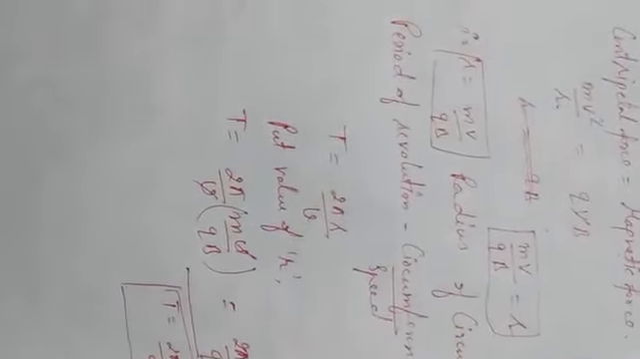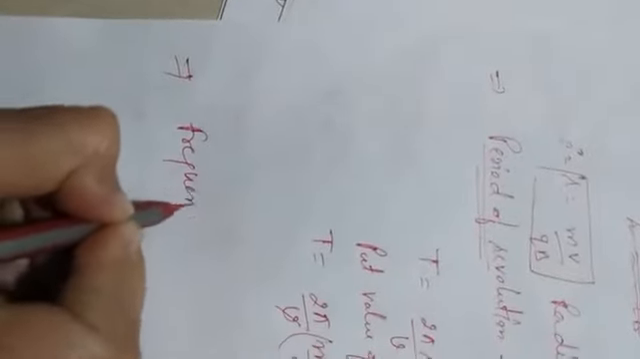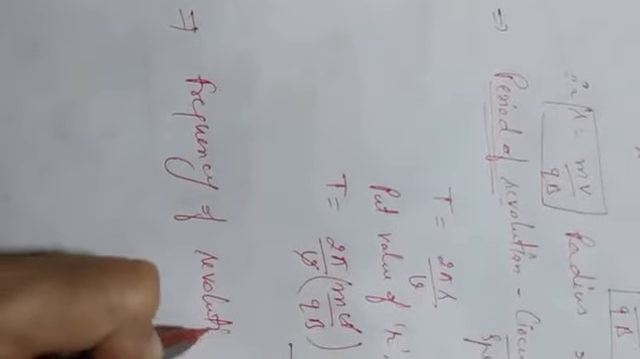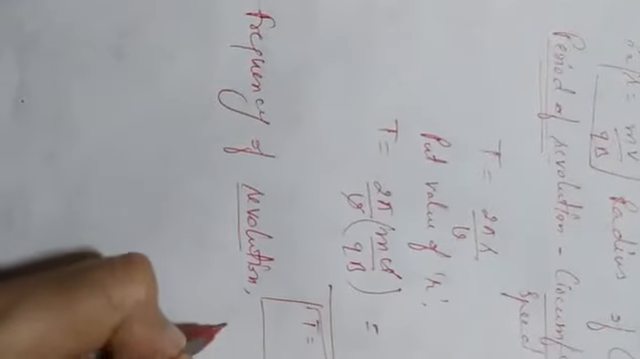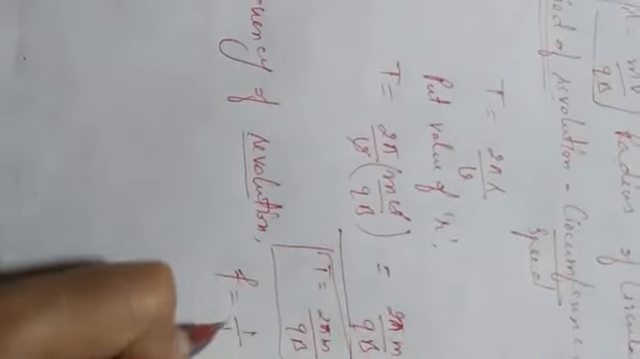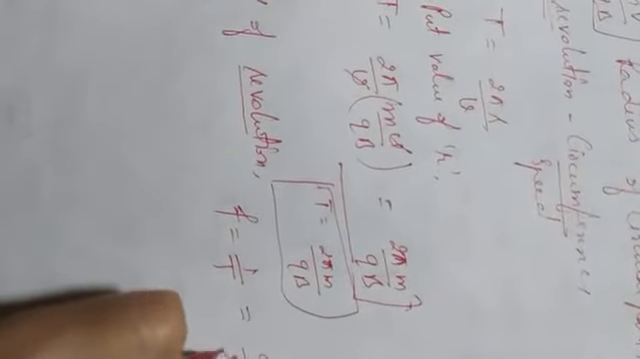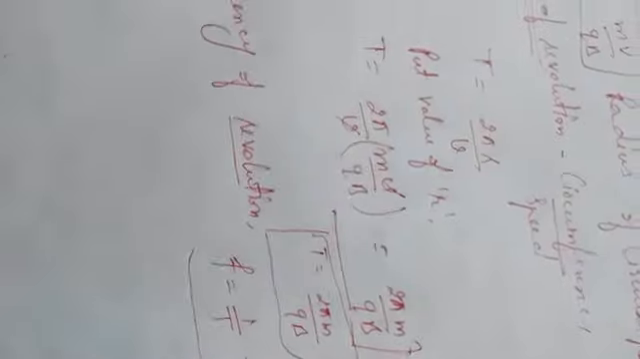We can say there is a time period. Now the frequency of this revolution, the third part. How can we find the frequency? We can write 1 by T, which gives qB by 2 pi m. This is our frequency of the revolution. Clear to everyone?